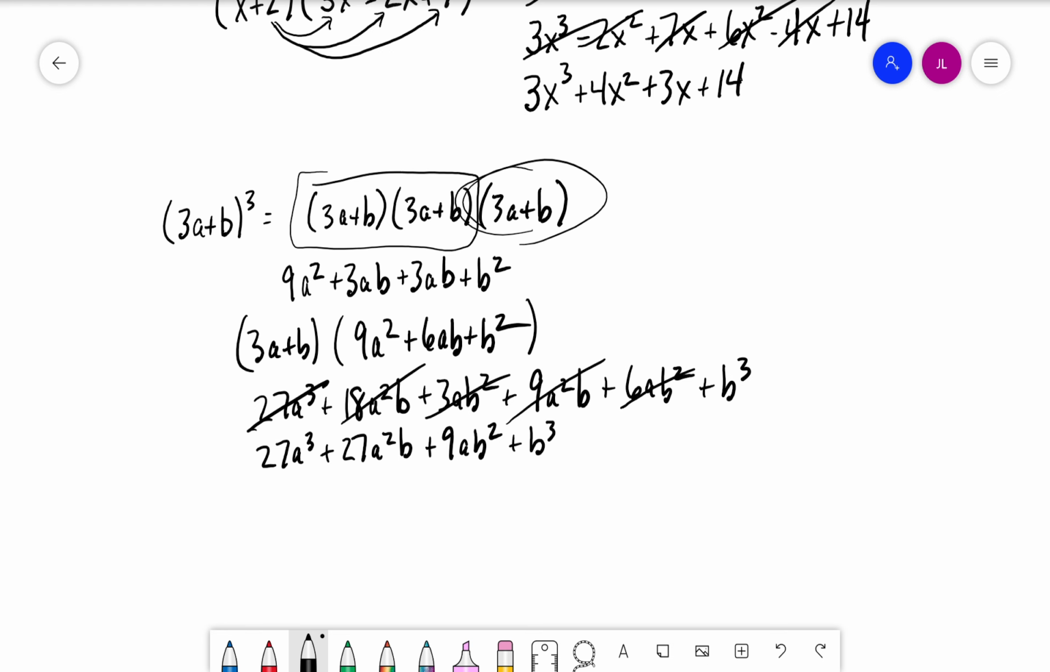So this is how we multiply polynomials. Hopefully this helps out a little bit. I know it's a longer video, but got a lot of stuff to get in here.